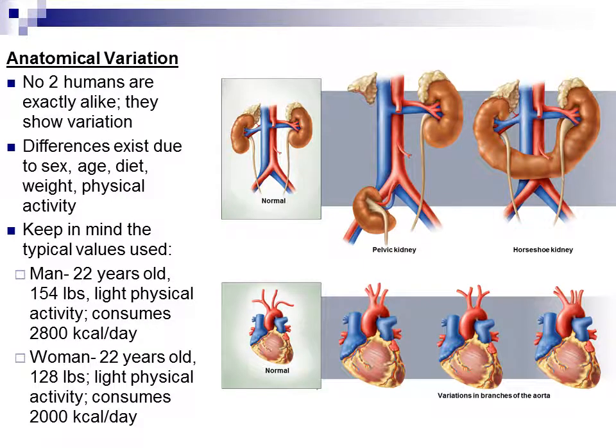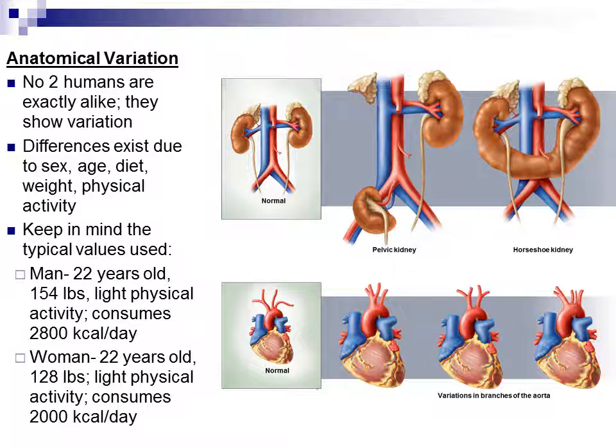It is important to keep in mind as we go through the semester and study the human body at all of these different levels of organization that we will always be talking about the typical structures, the quote-unquote average human. But no two humans are exactly alike. We are all unique. We all show variation. Differences can exist because of sex, age, diet, weight, and level of physical activity.